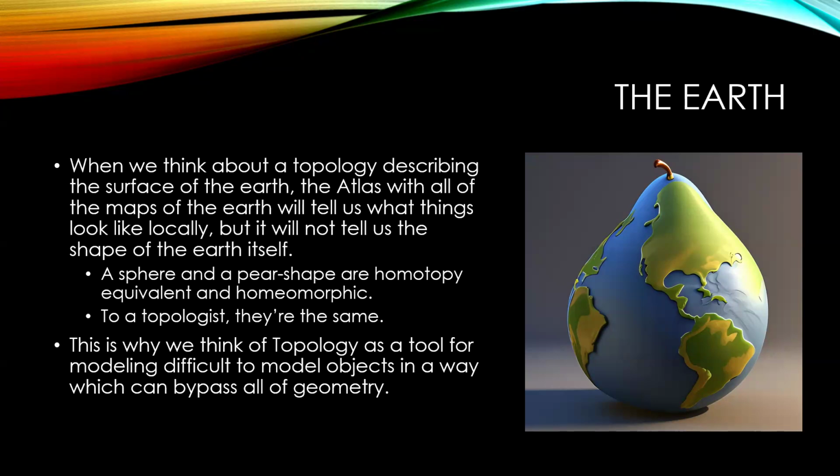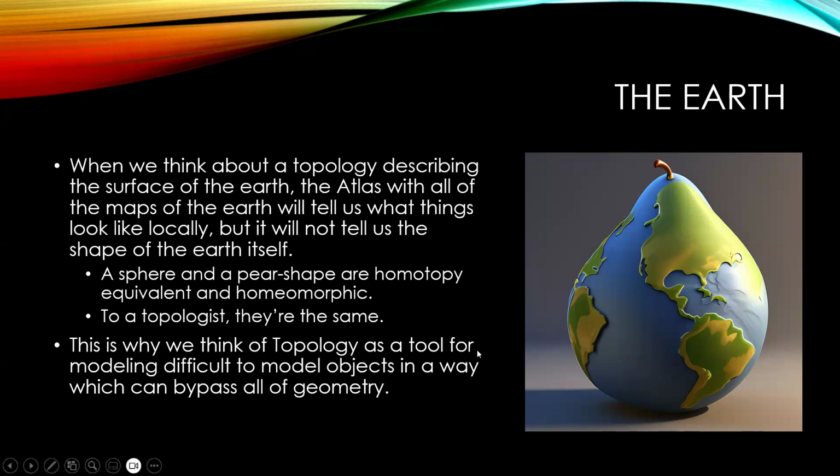To a topologist, they're the same. If you think of a book of atlases, which shows all of the different maps of the world, it will not really distinguish whether or not the Earth itself is shaped like a pear or shaped like a sphere. And the Earth itself is not a perfect sphere. It's a little bit bumpy. And understanding those bumps can help us understand the structure of the Earth itself.